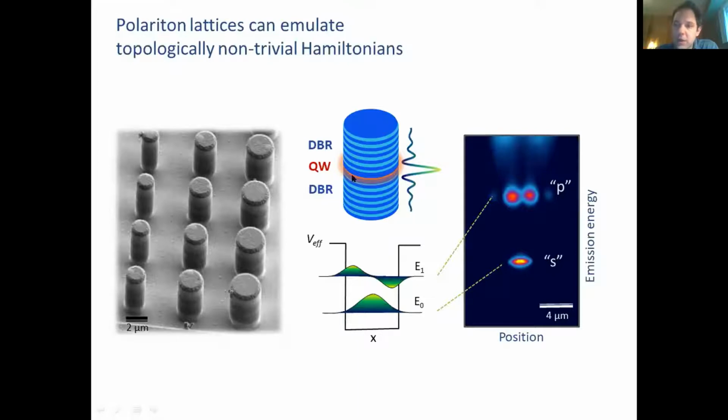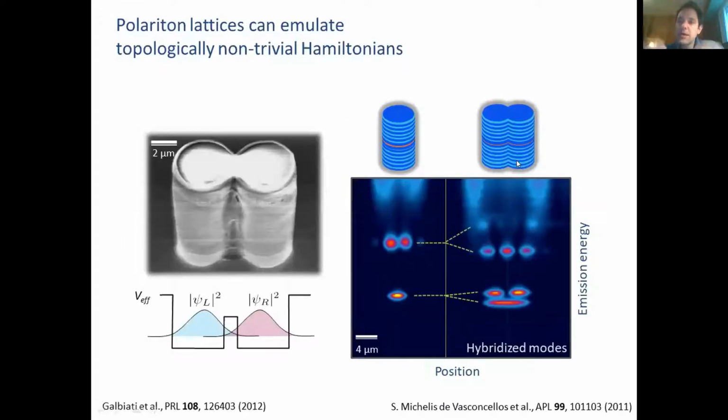Because of the confinement of light in all three dimensions, vertically because of the Bragg mirrors and laterally because of the difference of index of refraction, the eigenmodes of the photons in this pillar are discrete, just like in an atom. And just like in an atom, their different energy states can be associated to atomic orbitals. So the ground state is an S-like orbital. Then we have degenerate P-like orbitals, and so on and so forth. And eventually what we can do is to couple several of these pillars together by simply etching them close enough such that they overlap.